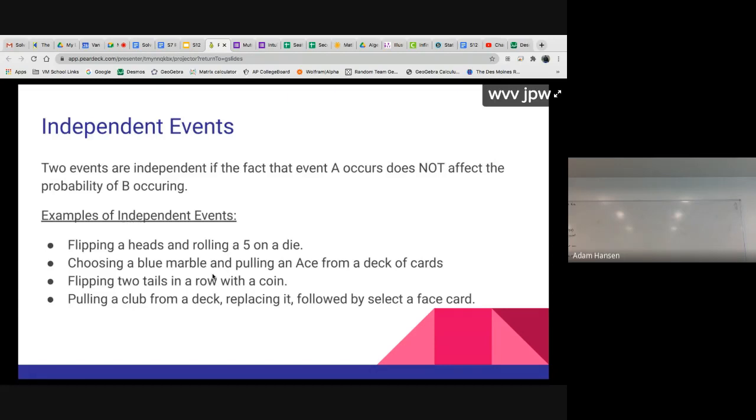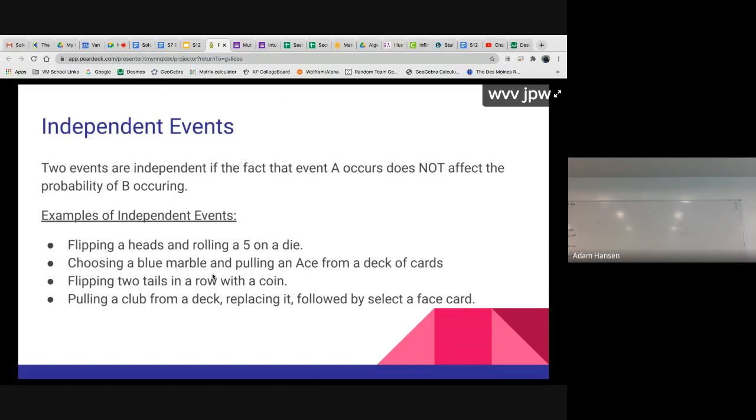Other examples of independent events. Selecting a blue marble from a bag, pulling an ace from a deck of cards. Does choosing the blue marble affect the probability of getting the ace when you draw from a deck of cards? No, they're two different things. That's ridiculous.